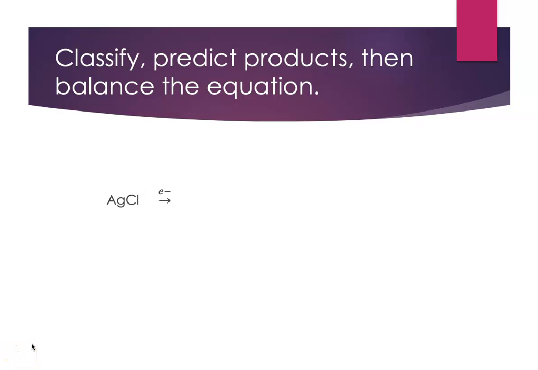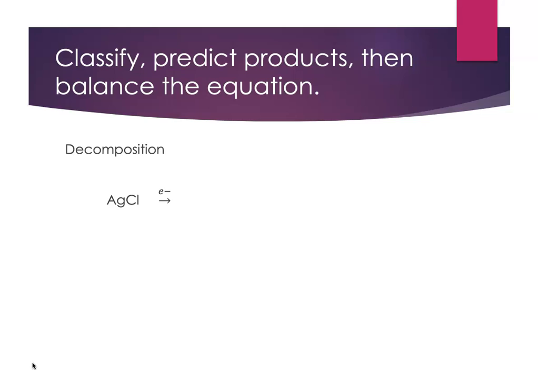Let's do another example. I've got silver chloride, and it's undergoing electrolysis. That's what I'm trying to indicate with the electron over the arrow. Now, I've only got one reactant. That means this must be a decomposition reaction. Decomposition reactions mean I'm going to make it into something simpler. Since it's a binary compound, it needs to break down into its elements.